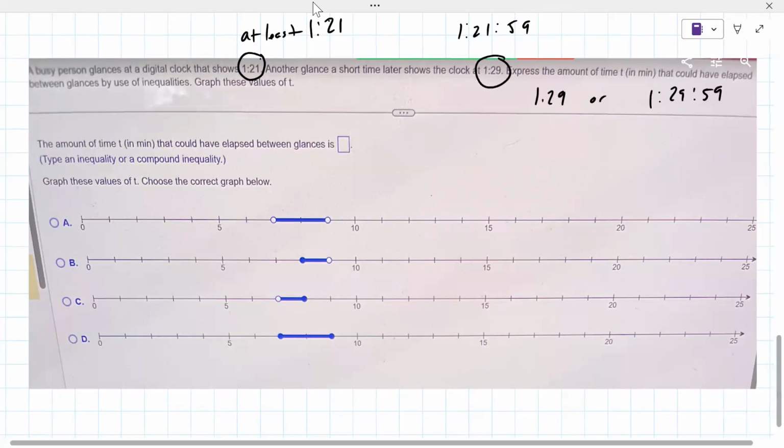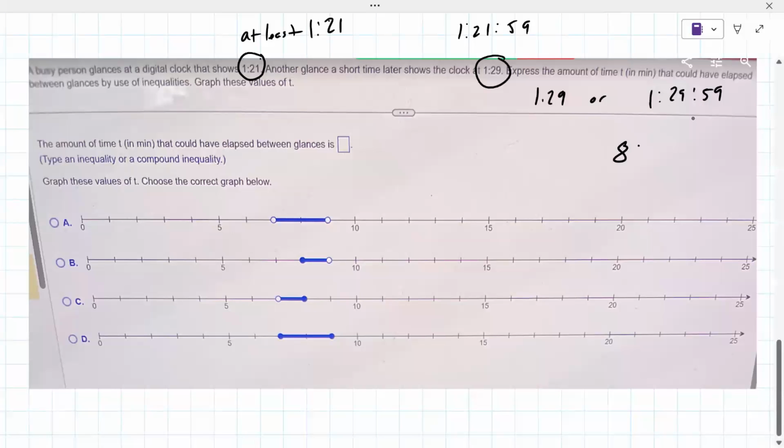So it's kind of like best case, worst case, meaning what are the most extreme possibilities? Well, it just turned 121 and then it's 129.59. So that's 8 minutes and 59 seconds, basically almost 9 minutes. Worst case is it's 121.59 and then it goes to 129. So that's 7 minutes and 1 second.